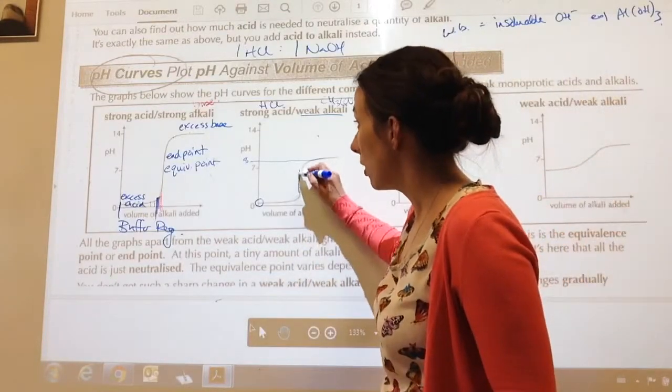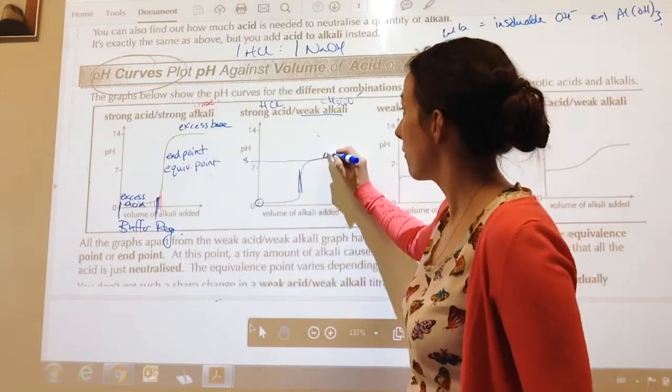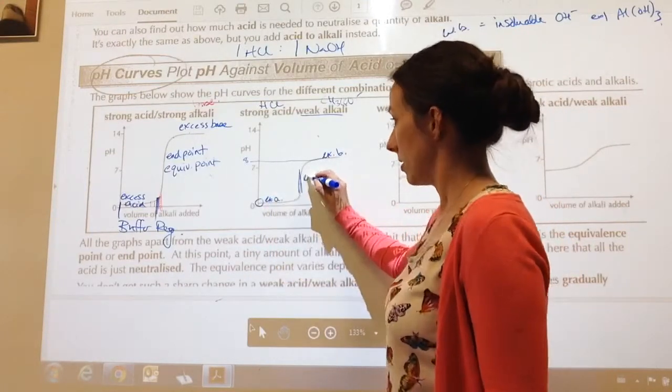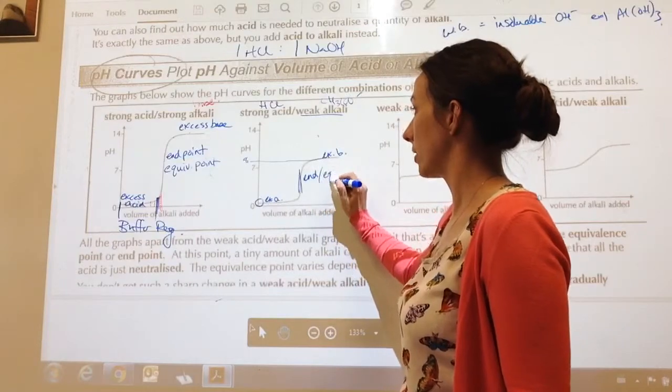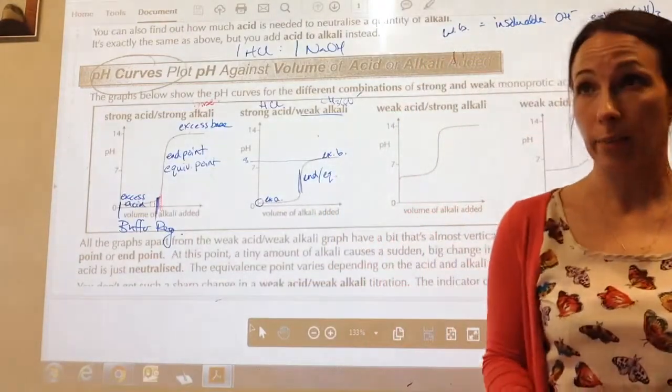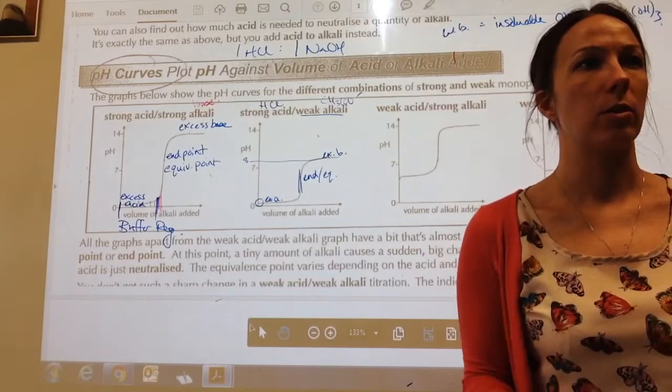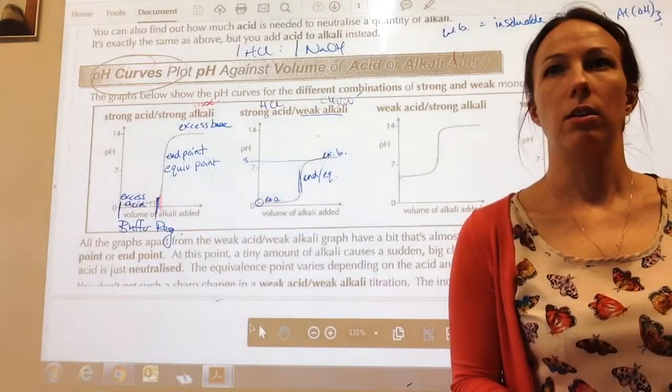This is still the equivalence point. I still have excess base here. I still have excess acid here. This is still the end point or equivalence point. All those terms are still the same. Only remember, before you would have said neutralization: acid and base neutralized to salt and water.